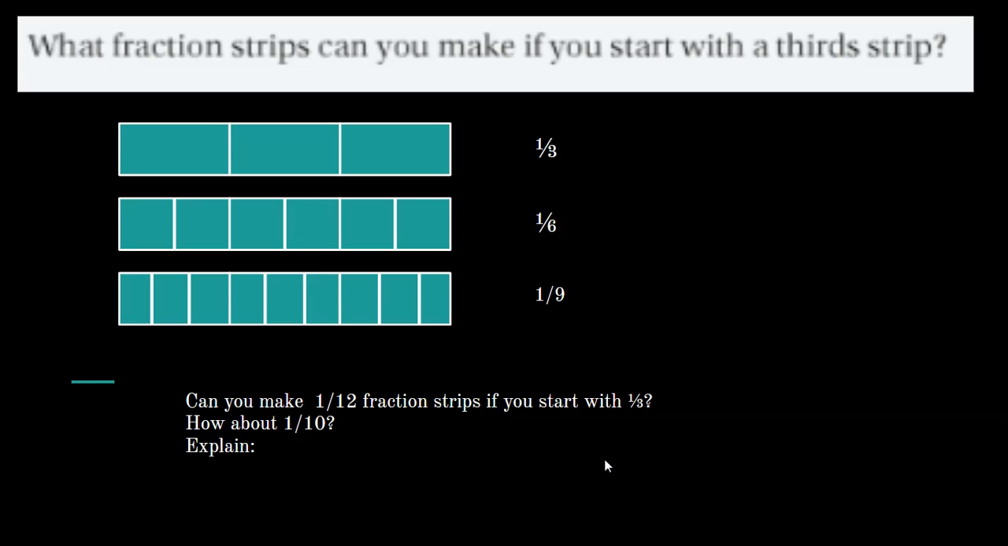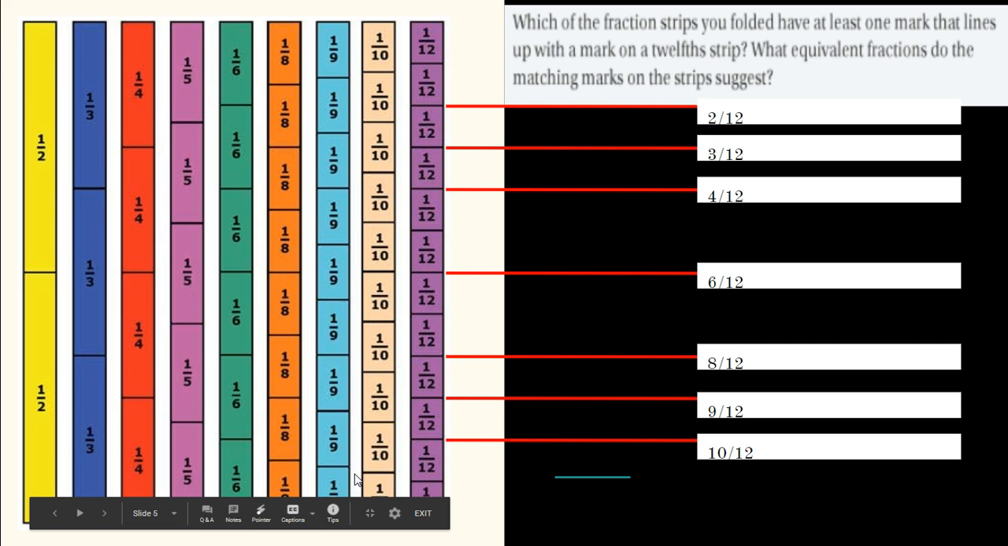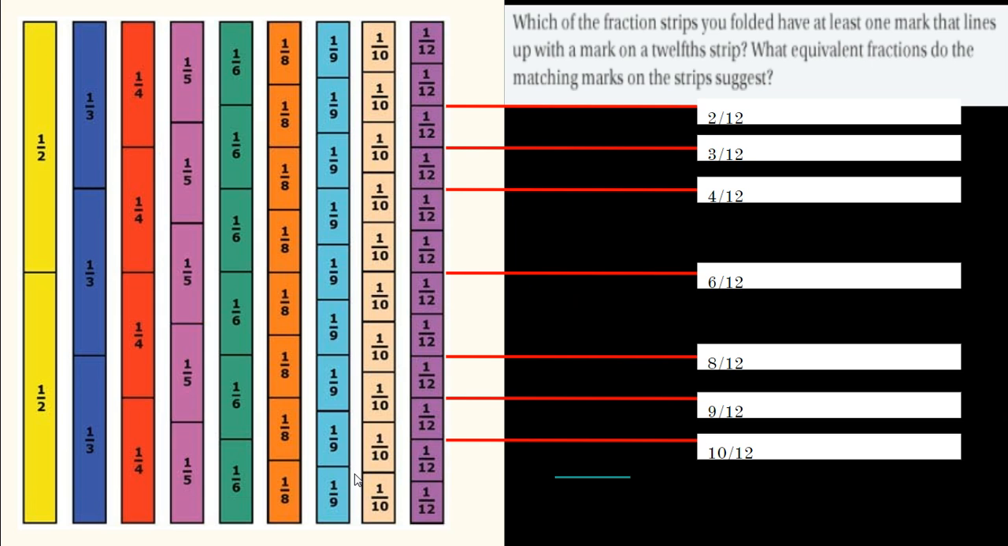Can you make 1/12 fraction strips if you start with 1/3? How about 1/10? And then it says to explain. Oh, yeah, no, I think I already do have the text box there. Which of the fraction strips you folded have at least one mark that lines up with a mark on the 12th strip? What equivalent fractions do the matching marks on the strips suggest?